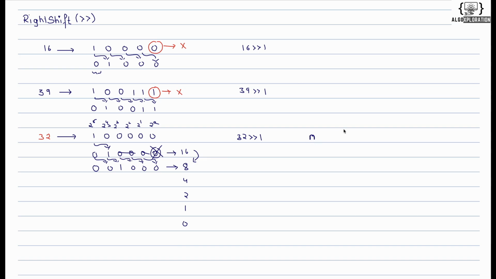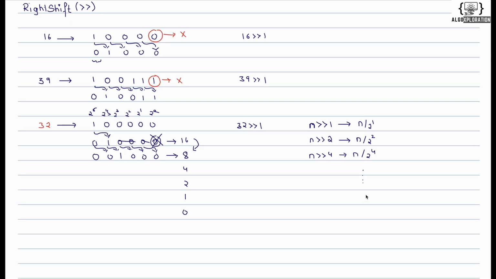So if we do n right shift 1, the answer we will get is n divided by 2 raised to 1. If we do n right shift by 2, the answer will be n divided by 2 raised to 2. If we do n right shift by 4, then the answer will be n divided by 2 raised to 4, and so on. So that's it for the right shift operator.